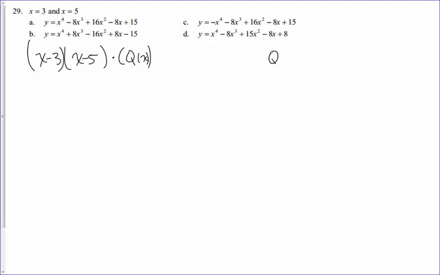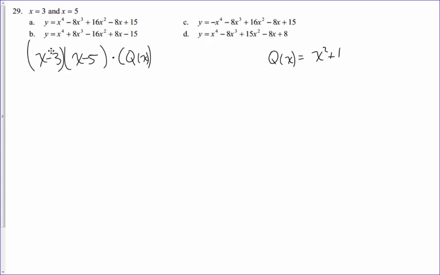Well, remember, q of x equals x squared plus 1 will only give you imaginary roots. It'll give you plus and minus i. Because if you solve this, you get x squared equals negative 1. So when you take the square root of both sides, you get positive and negative i.